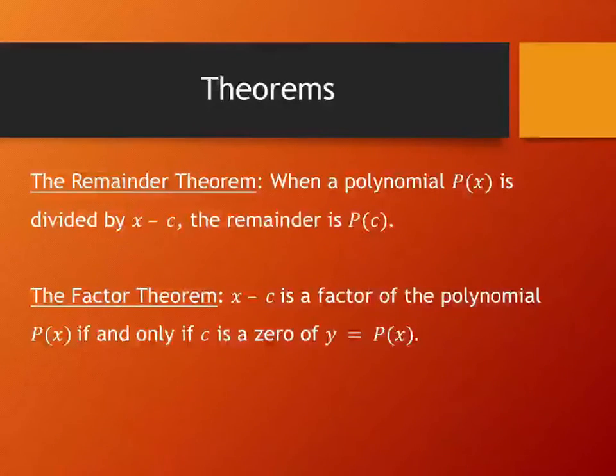So to start with, we've got a couple of theorems to jot down. The first one's called the remainder theorem. The remainder theorem says that when a polynomial is divided by x minus c, the remainder is p of c. In other words, it's the same thing you would get if you plugged c into the equation. That's your remainder.